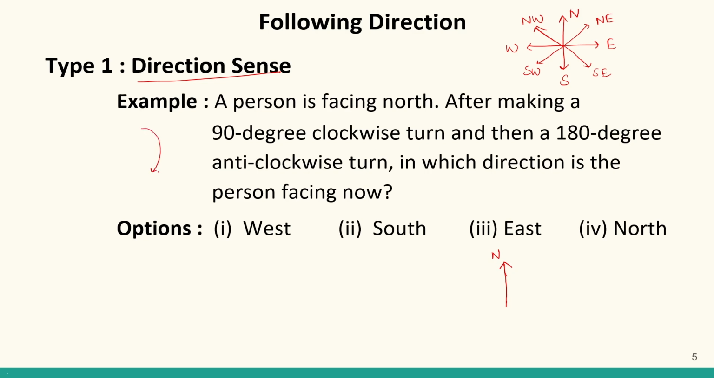So I told you that clockwise we go like this, right? This is the direction of clockwise. So if he goes in a clockwise direction, we'll go like this. So he'll face this side. This will be a 90-degree turn. And this side will be what? This side will be east.